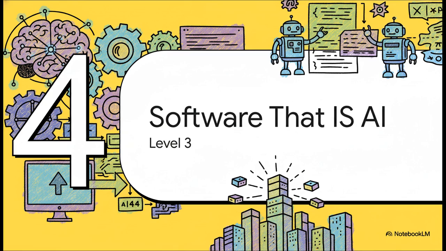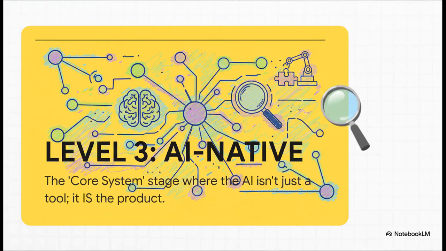Okay, deep breath. Now for the big pivot. Levels 1 and 2 were all about using AI to build traditional software better and faster. Level 3 is a whole different ballgame. This is about building software that is AI. Welcome to Level 3, AI native. We call this the core system stage for a reason. Here, AI is no longer just a tool helping you build something else. At this level, the AI's intelligence, its ability to reason, is the product itself.